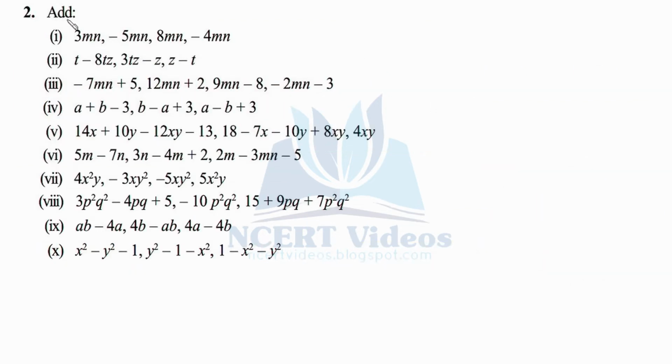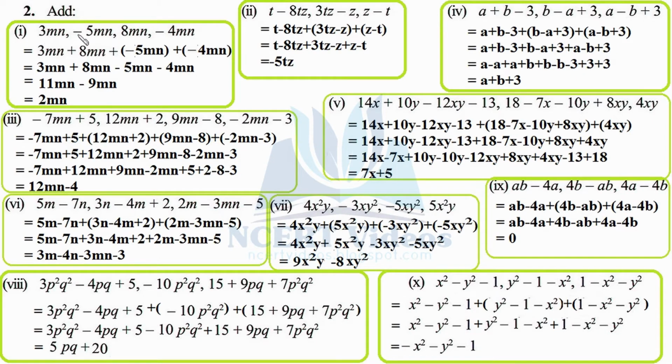Question 2. Add. So we have to add from 1 to 10. First, 3mn, minus 5mn, 8mn, minus 4mn. We have to add them, and these are separated with commas because they are different terms. We have to make first of all their expression.